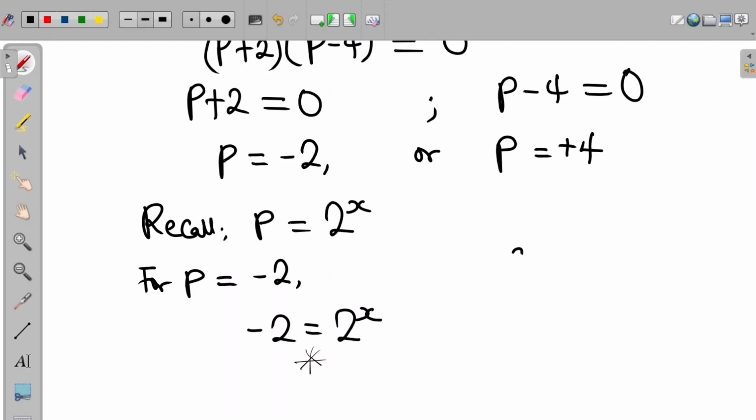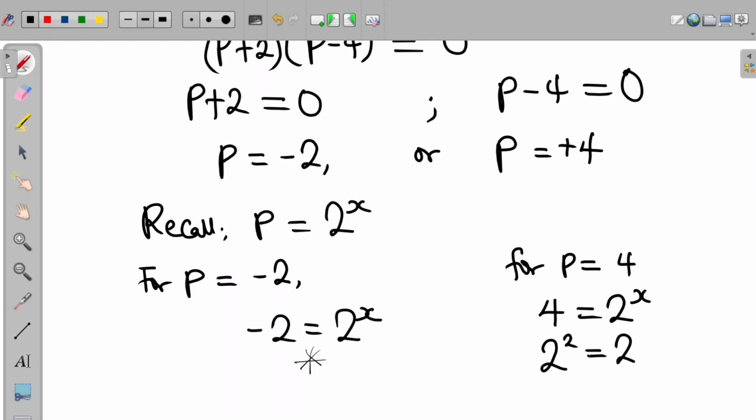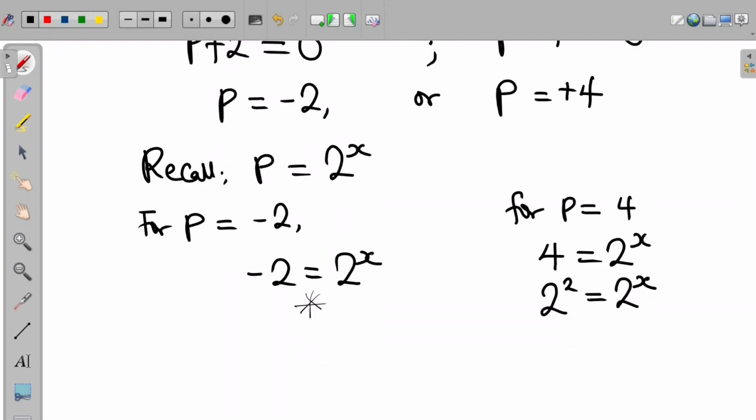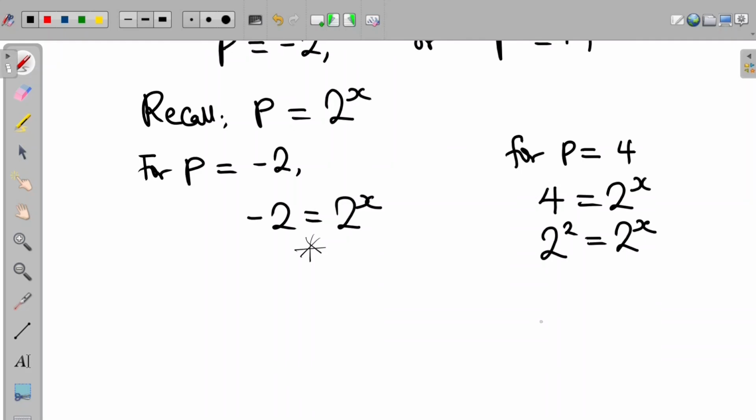Also, for p equal to 4, we have 4 equal to 2 to the power of x. We can express 4 in base 2. We have that 2 to the power of 2 is equal to 2 to the power of x. So since the bases are the same, the indices should be the same. So we have that x is equal to 2. So at this point, we had a solution, but at the other point, we could not obtain a solution.